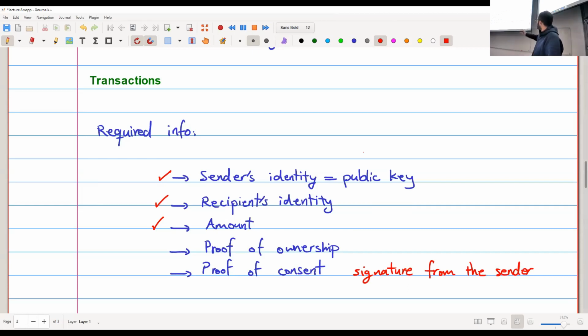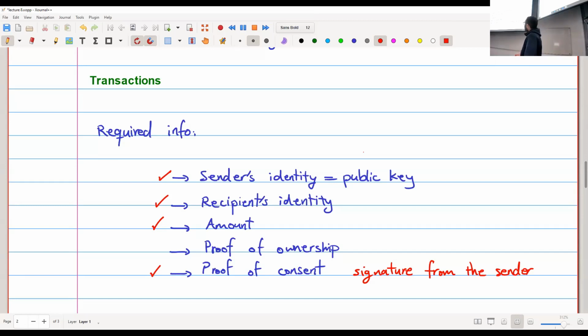Okay, so the sender can create a signature because the sender is the only one who knows their own secret key. And in order to create a signature, you needed the secret key. So, and by the way, what is this signature on? This signature is going to be on the entire transaction. So the message that you sign is the hash of the entire transaction. Okay. So proof of consent is also done, not as easy as the rest, but doable.